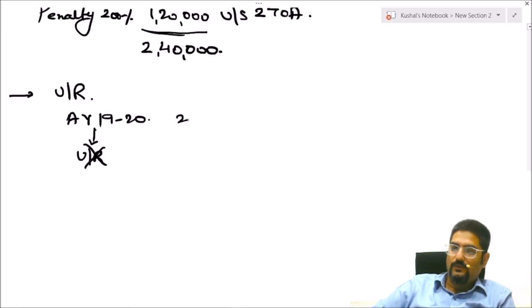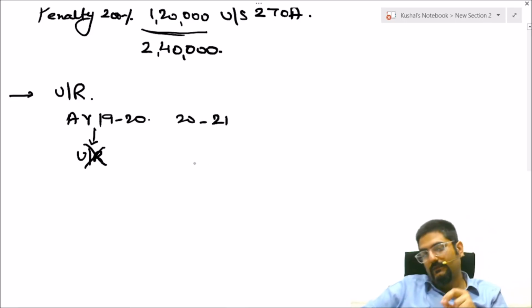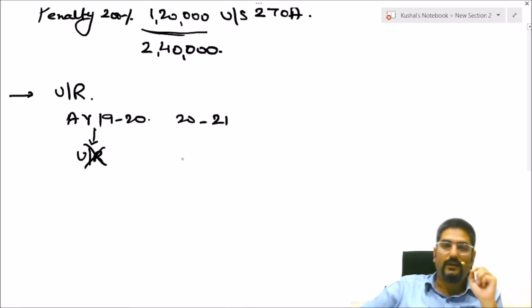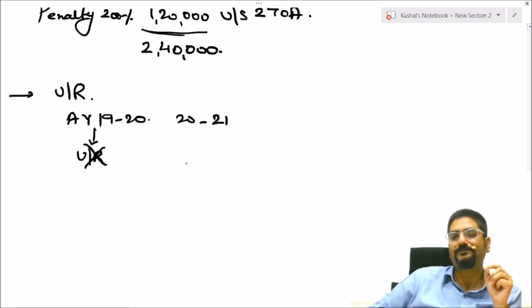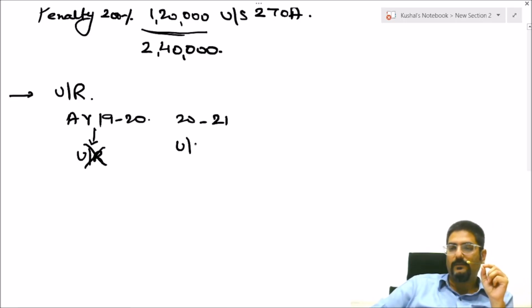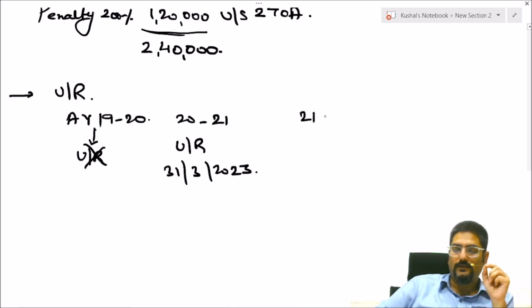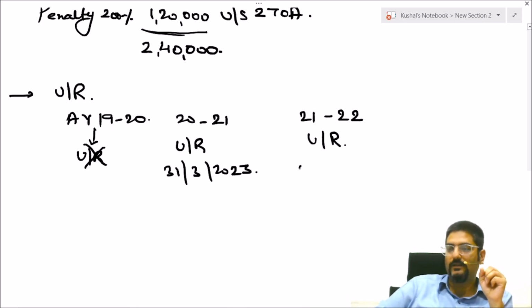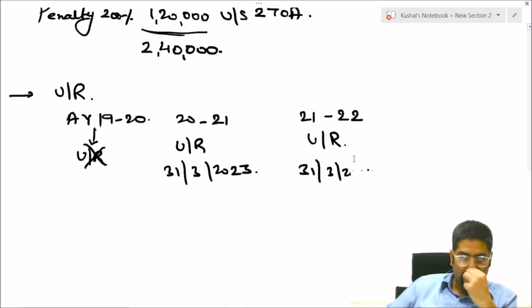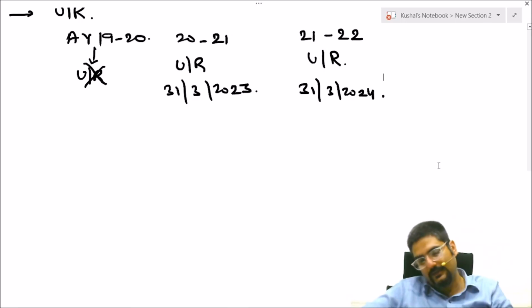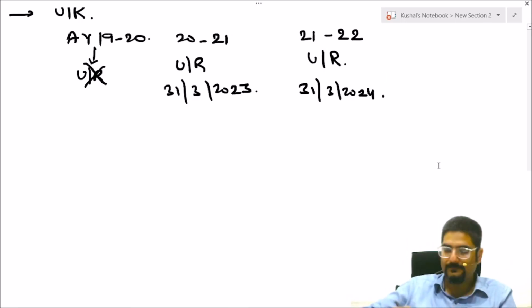For AY 2021, yes, the assessee can very well file an updated return by not claiming this fake deduction of the political party in his return. The last date to file the updated return in this case is today, that is 31st March 2023. And for AY 2021-22, the assessee can file an updated return and the last date is 31st March 2024. So this is the story of the updated return. The option for filing an updated return is still available with the assessee.